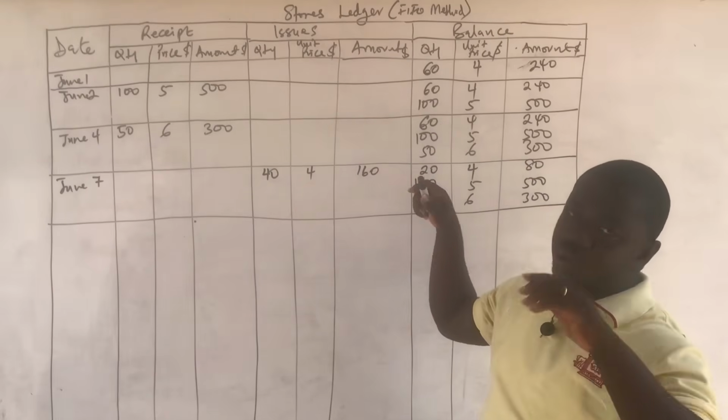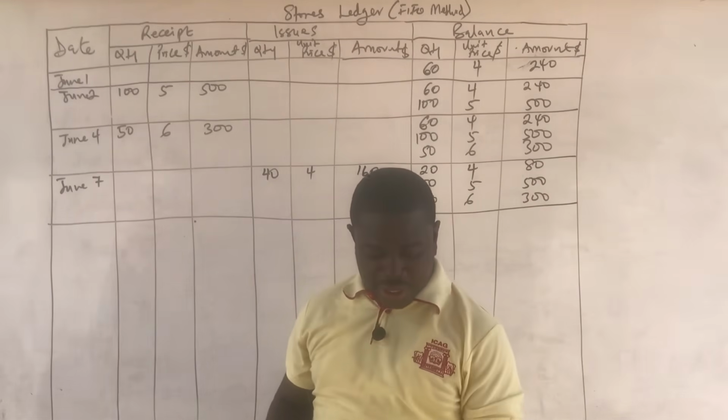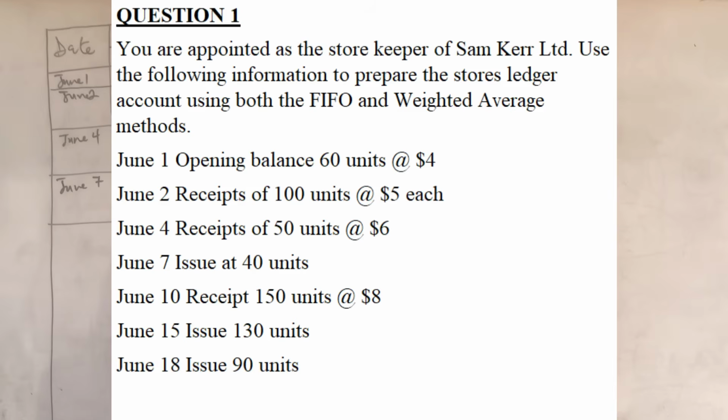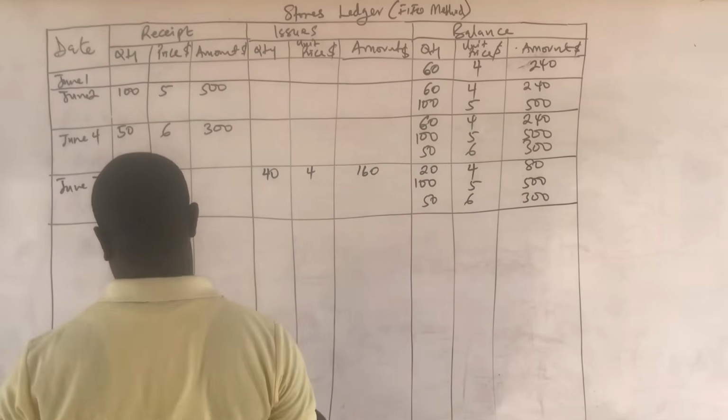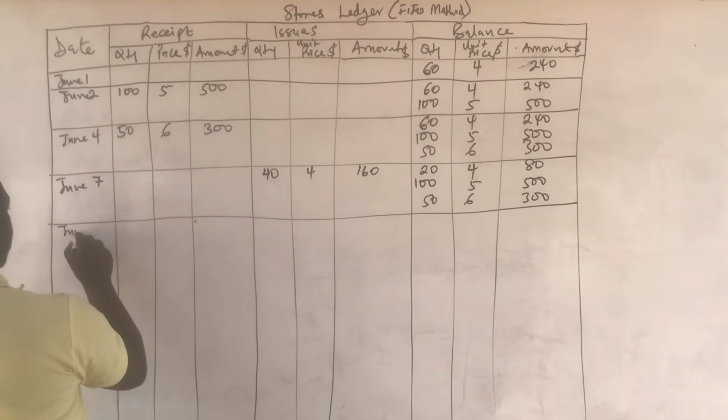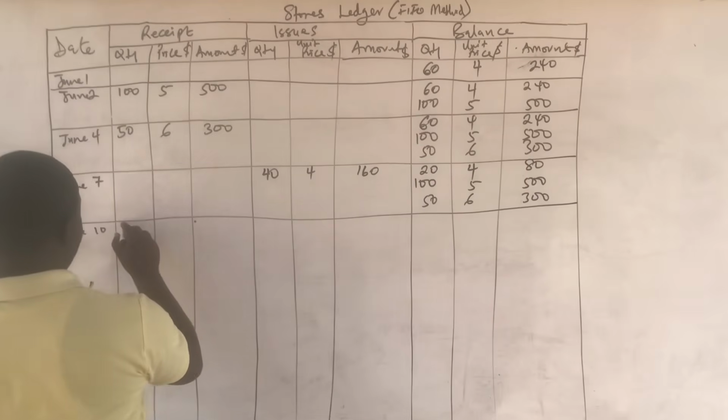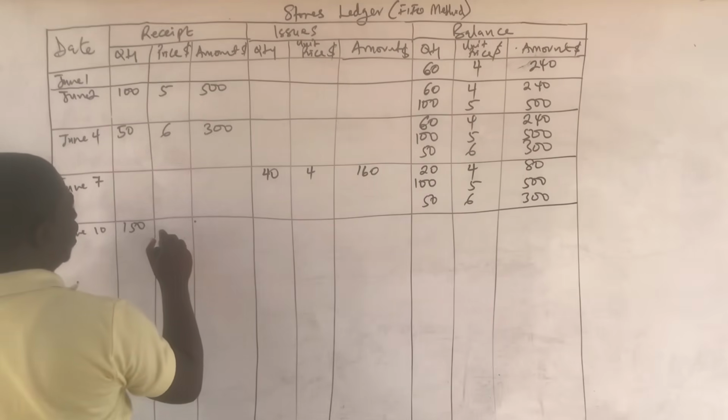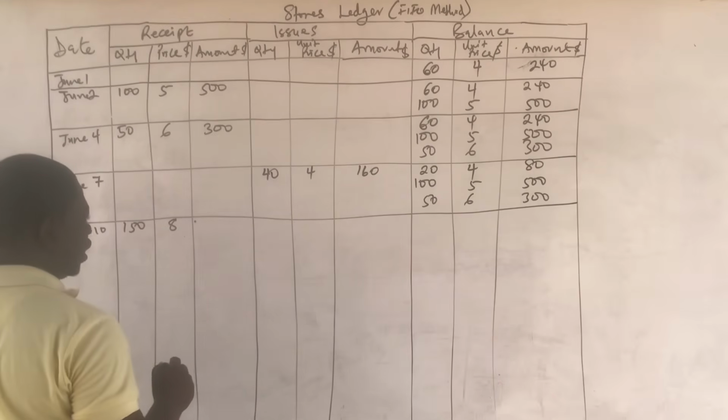This was in first, so it went out first. Now look at the next scenario. On June 10th, there was another receipt, 150 units at $8.